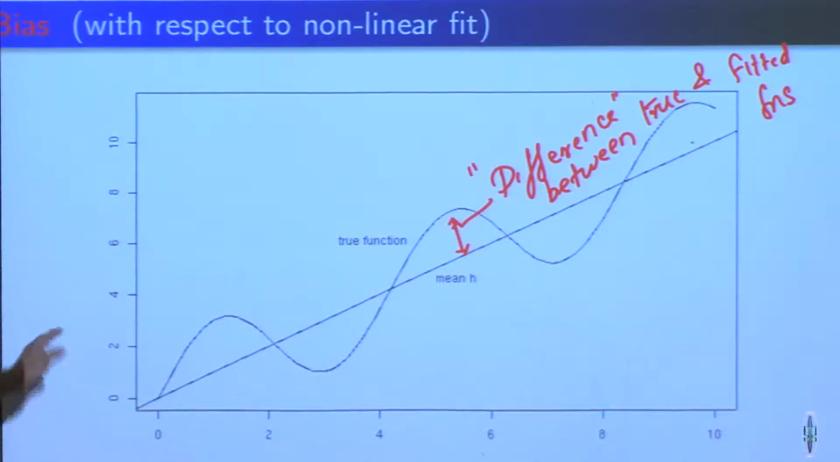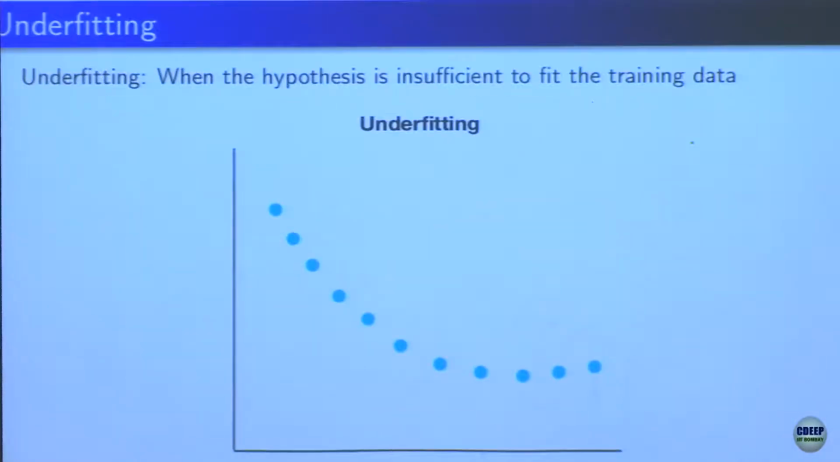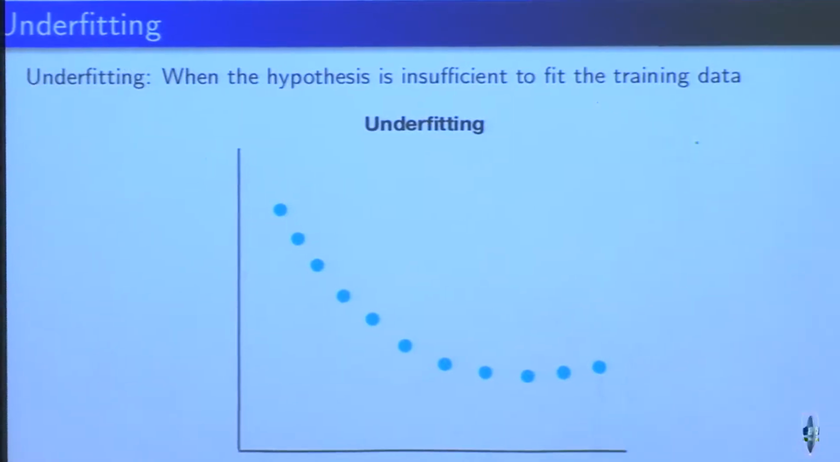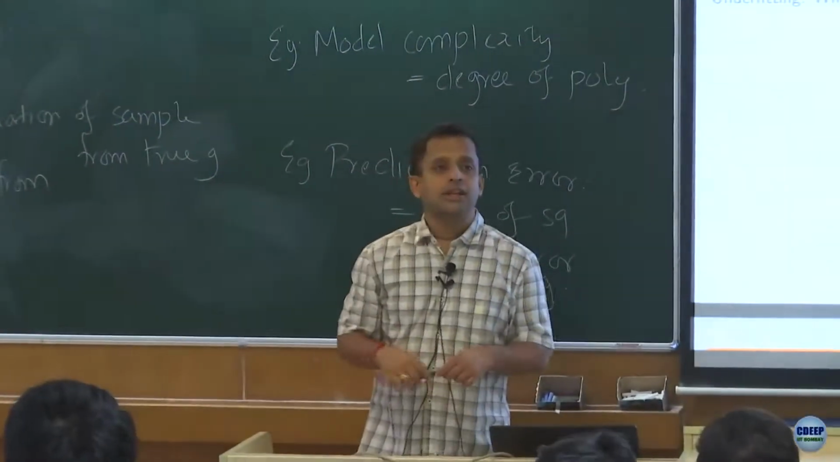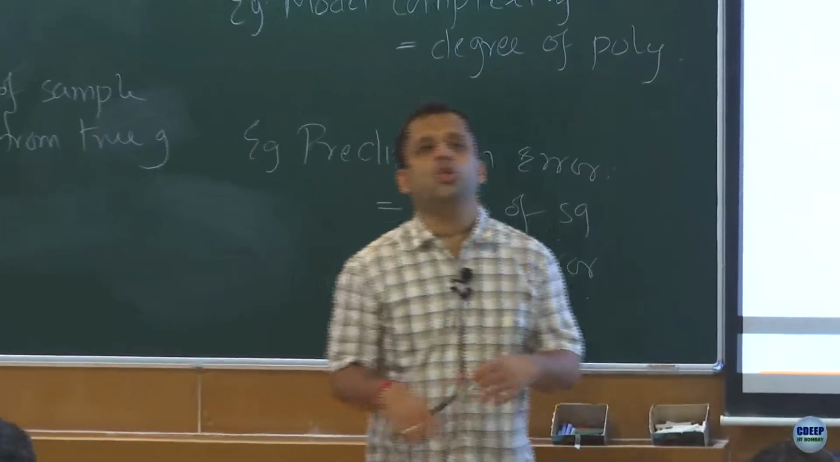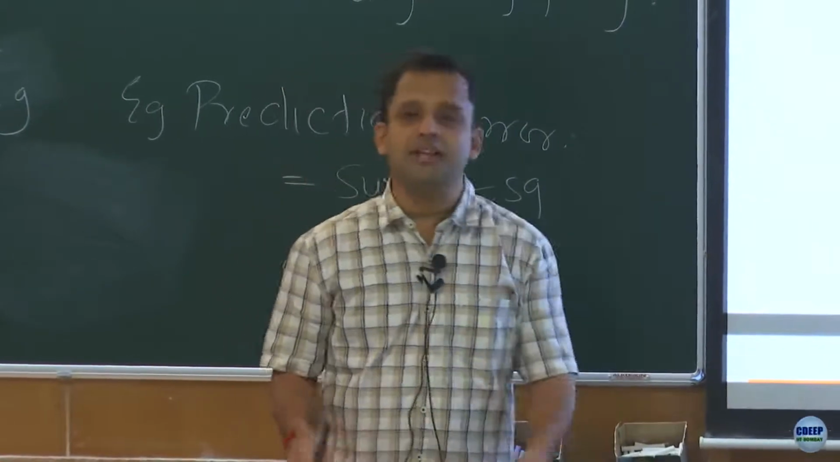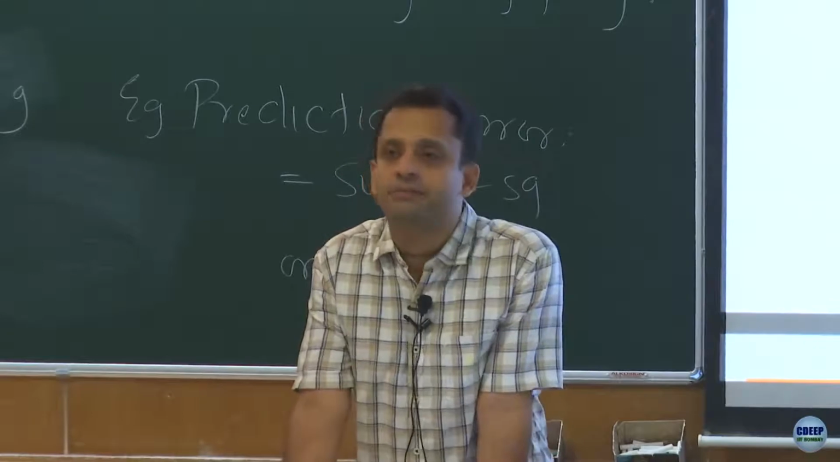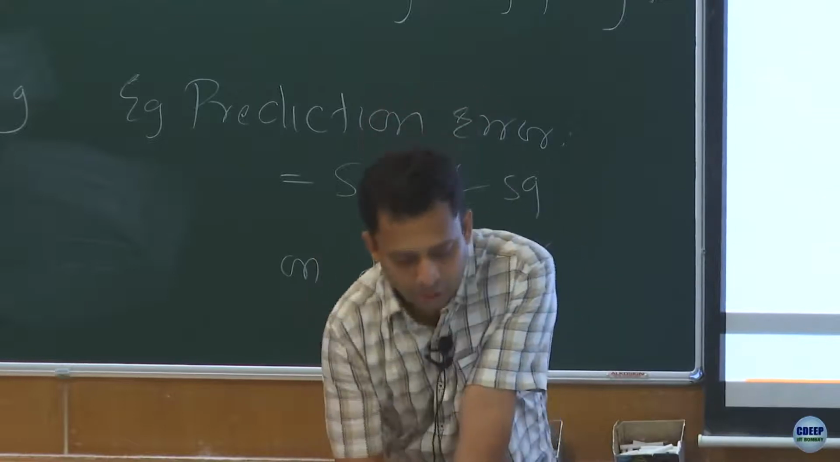So we were trying to look at variance independent of noise. Variance, we were looking at just the deviation of various fits with respect to the mean of those fits. What is underfitting? All of us expected that the test error should initially decrease as complexity increases, right? It's not that complexity is always bad, but if your model is too simple, then you have underfitting. When the hypothesis is insufficient to fit the training data, by design you are too far away from the training data. So I hope this contrast is clear.